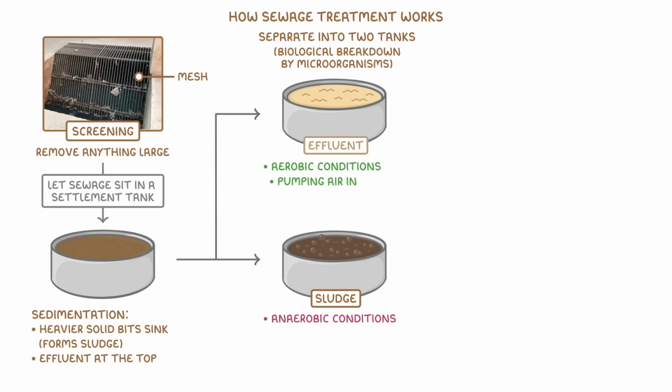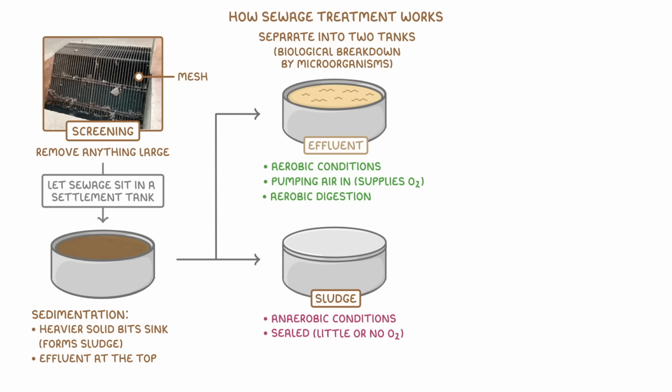We can achieve this by pumping air into the effluent tank, which supplies oxygen, but then keeping the sludge tank sealed so that there is little or no oxygen. This means that the microbes in the effluent tank can break down the organic matter by aerobic digestion, but the organic matter in the sludge will be broken down by anaerobic digestion. As long as they're given enough time, all of the organic matter will be broken down, including the other microbes.